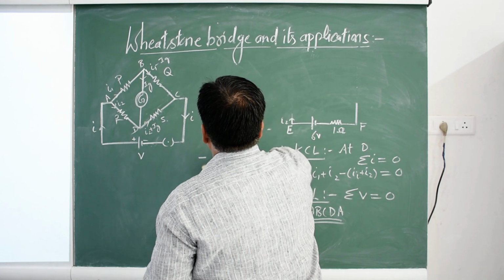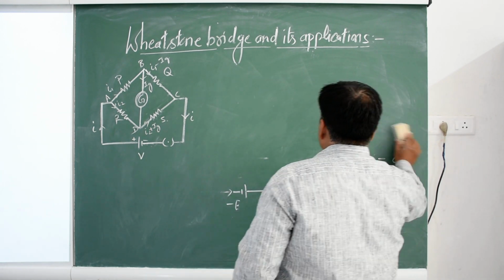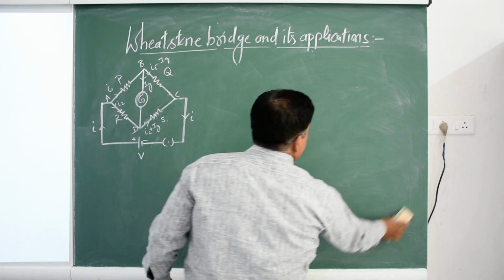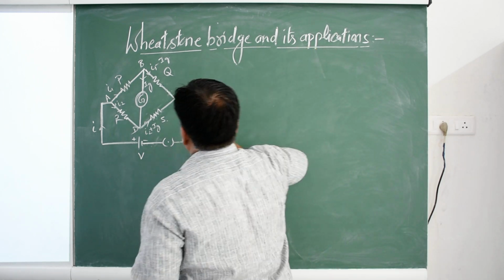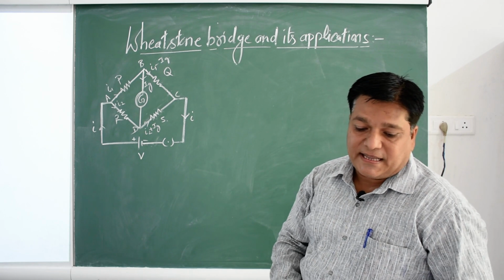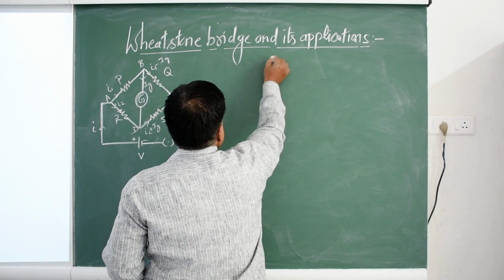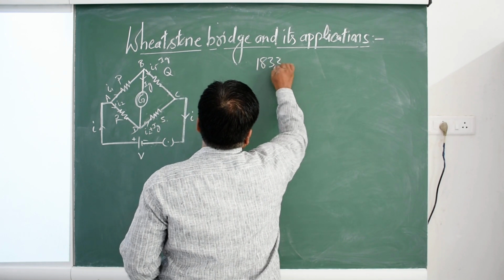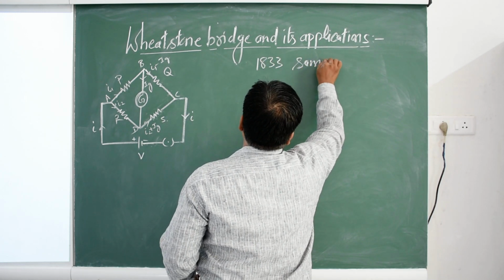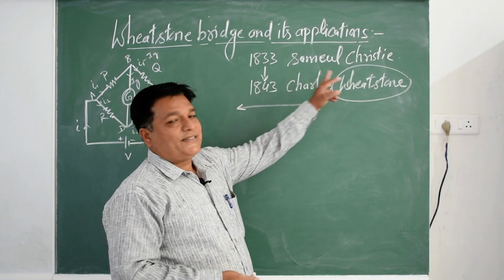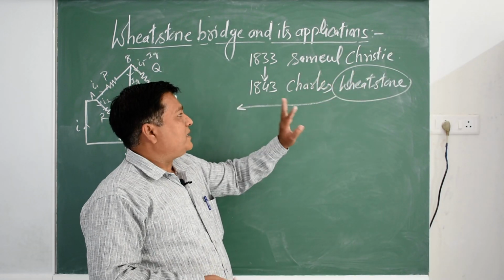Wheatstone bridge is a device which is used to determine the unknown resistance, and this type of device is made up of a combination of 4 resistances. This device was first invented in 1833 by Samuel Christie.